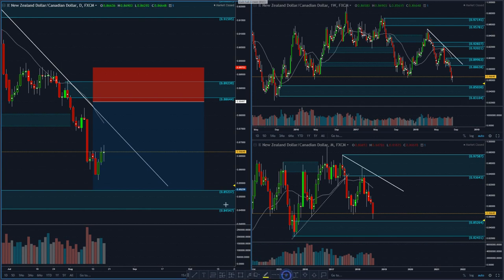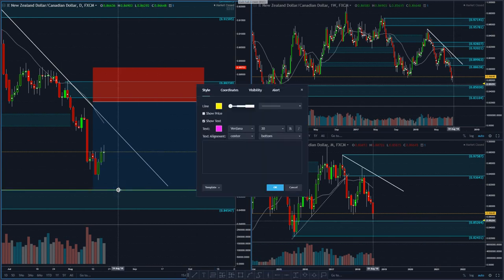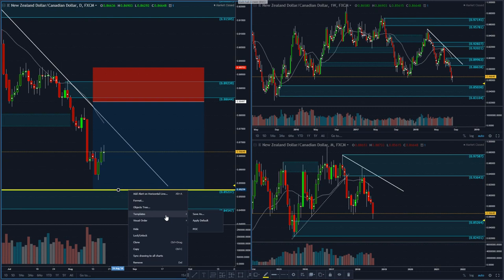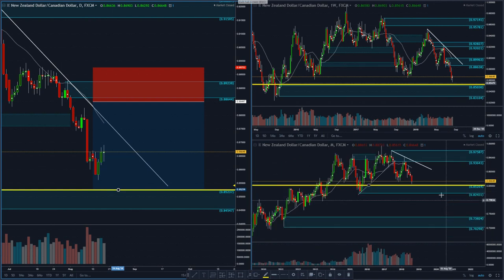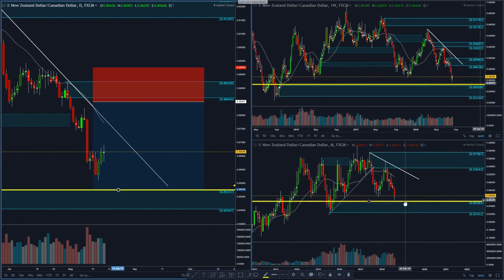So look, these zones. I will draw this line here, and I will do this thing. Look at this, this line, and I will sync it. Do you see it? So right now these zones, this daily, weekly and monthly fresh, weren't tested yet on the same level. So when these conditions occur, we can take the trade from here because it's like a 90% probability that it will bounce from here, because it's not tested yet and the zone is fresh, and that means there are going to be a lot of orders.